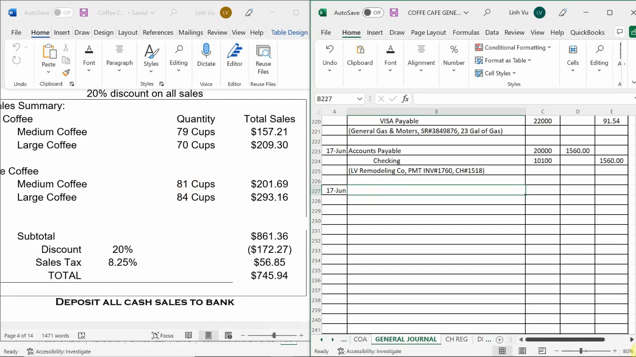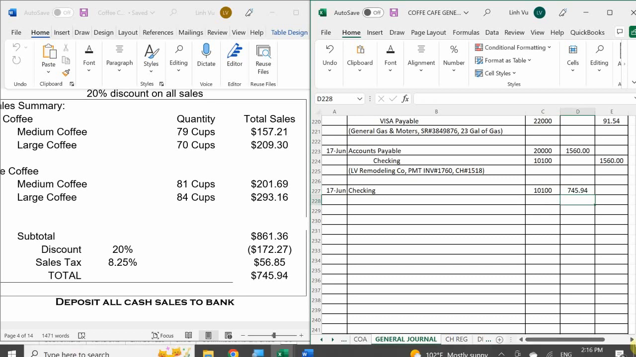And you would debit, oh crap, we gotta do sales tax and stuff too. So we would debit checking. You would debit checking because you have this note right here at the bottom that says you're going to end up depositing all your cash sales to the bank. So again, you debit checking for the $745.94. And then you will credit sales.